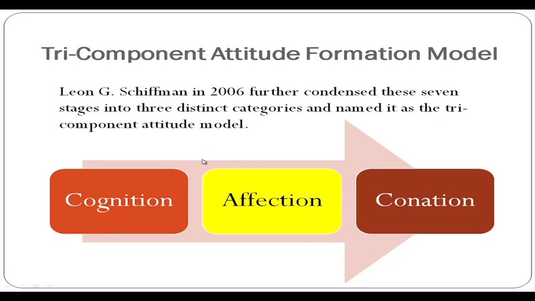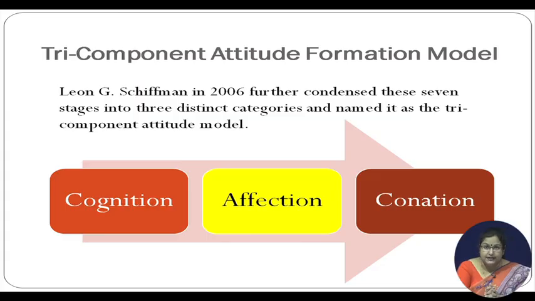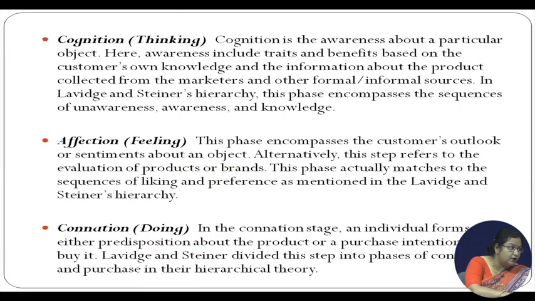The other important model which we talk about is the tri-component attitude model. This was developed by Leon G. Schiffman in 2006, and it has further condensed these 7 stages into 3 stages: the cognition stage, the affection stage and the conation stage. Now, we will go into details on what cognition, affection and conation are.